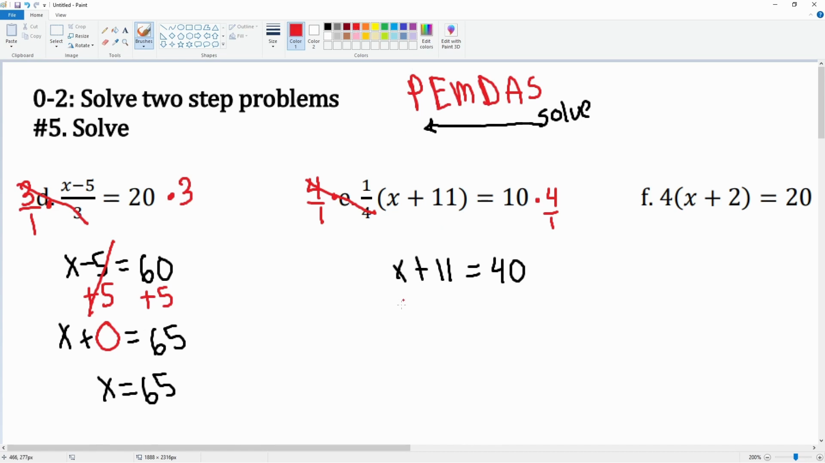We have a plus 11 on the left, so we're going to subtract 11 from both sides, because this is going to cancel, leaving you with a 0 on the left. Bring down the x, so it's x plus 0 equals, I think it's 26, no, 29. No one writes that 0, so x is equal to 29 here.